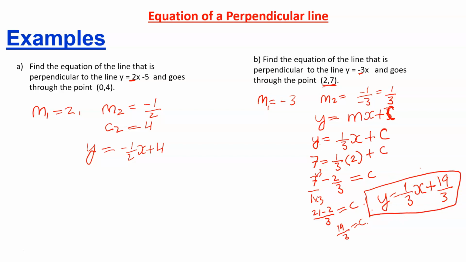Well, this is a bit more complicated than the other one, but it's nothing new. What we have used is, we use the gradient from here. We say that it's minus 3, M2 must be the negative reciprocal, and that gives us this gradient. We fill the gradient here, and we try to find c by using this point here. So we fill in 7 there, we fill in 2, and the rest is rearranging and using arithmetic until you find this equation. That is all about the equation of perpendicular lines.